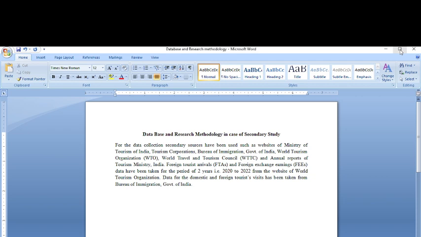So the data for domestic and foreign tourist visits has been taken from the Bureau of Immigration, the Government of India. This is how you write the database and research methodology in case of secondary studies. So this is example 1. I'll be coming up with other examples where you can find out how to write database and research methodology for other studies based upon secondary data.